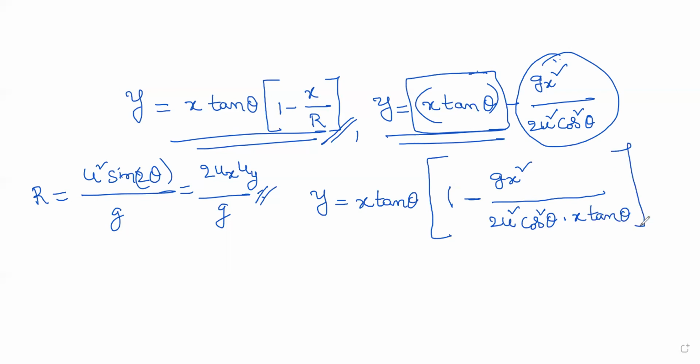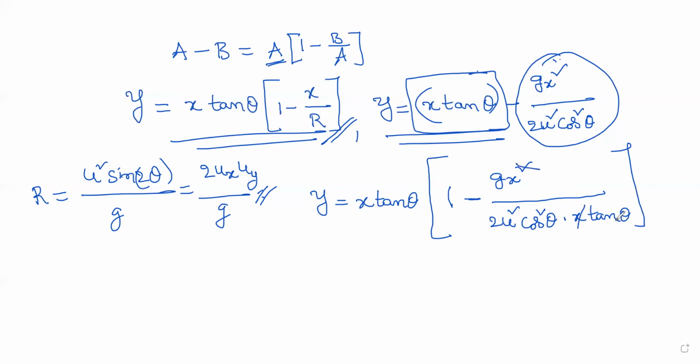So this is based on the concept. If someone is having confusion, it's very simple. If I have something like a minus b, if I take a as common, I can write it as 1 minus b by a. This is what I have done. So instead of a, I have taken x tan theta common.